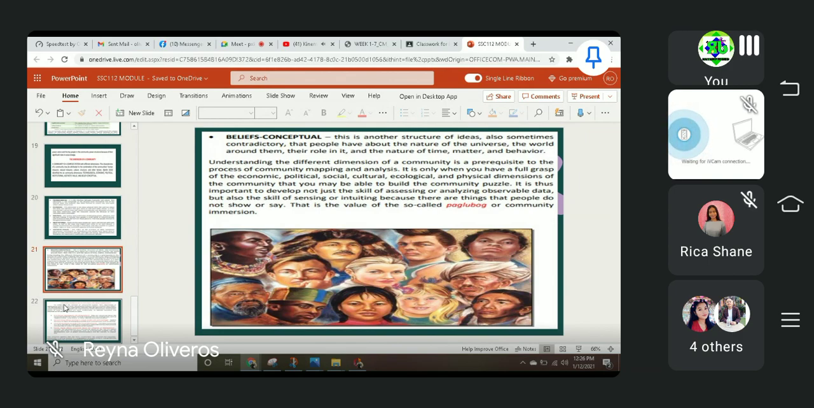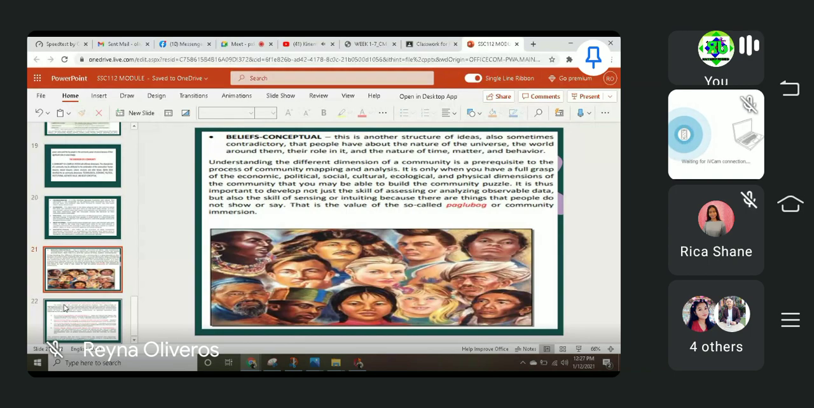Kasi 'di ba sa isang community, merong iba't ibang paniniwala ang mga tao. Meron din silang iba't ibang religious beliefs. 'Di ba? Iba't ibang religion. Merong Katoliko, may iglesia, may Mormons, 'di ba? But anong tawag dito? These people or these individuals interact with one another even if magkakaiba sila ng paniniwala. Diba? So, yun yung tinitingnan the beliefs and conceptual.